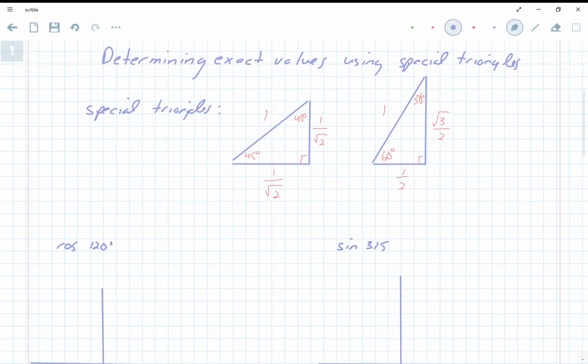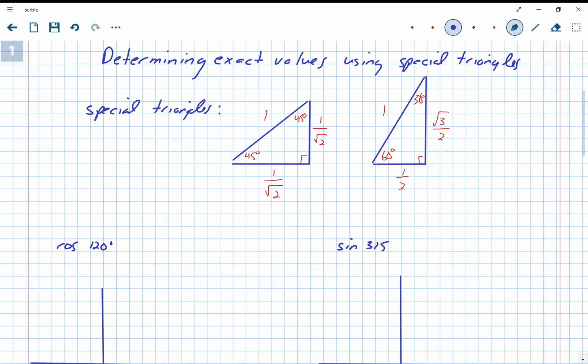Hi everyone. I'm going to go over some of the examples that were covered in the last lesson. Just to clarify a few things, because I understand that the cursor wasn't appearing, which probably made things a bit confusing. One of the main objectives of the last lesson was to determine the exact values using special triangles. Two triangles you have to memorize, and these are them.